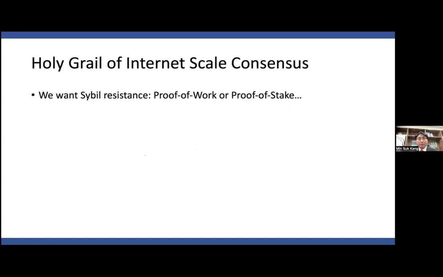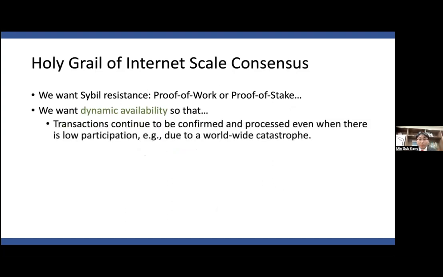So this is what we call the holy grail of internet scale consensus, because it has been very difficult. So we want Sybil resistance using proof of work or proof of stake. We also want dynamic availability, so that when things go wrong, like worldwide catastrophes, still the system should go on.